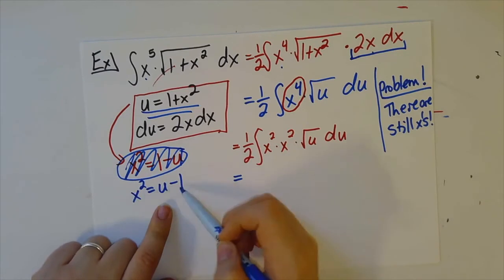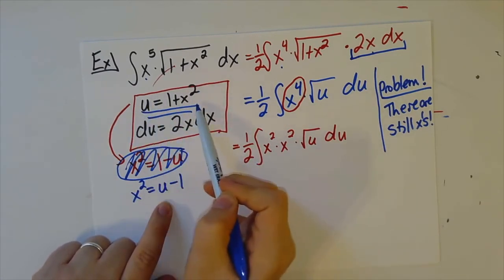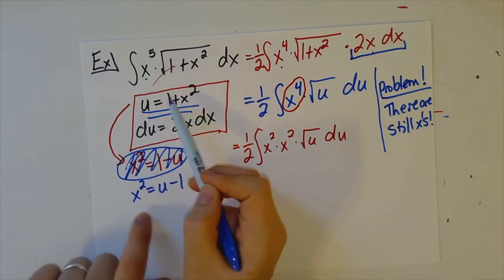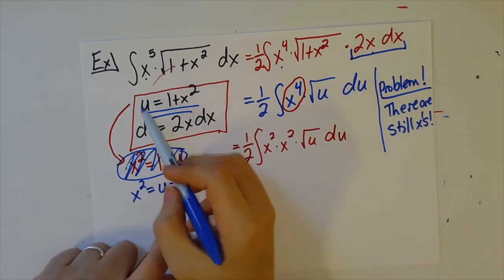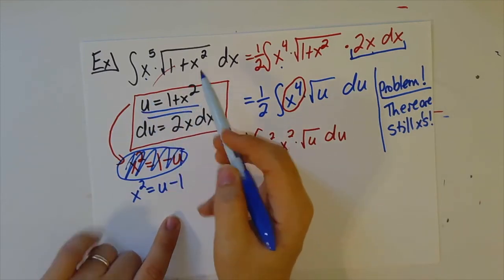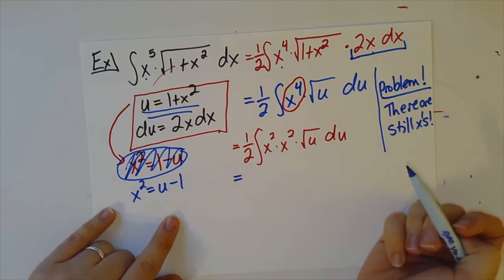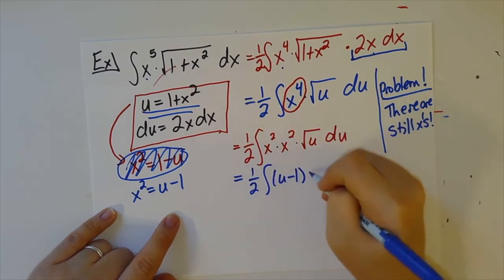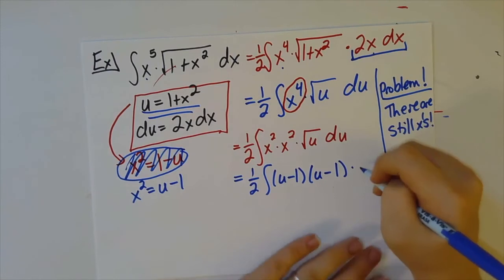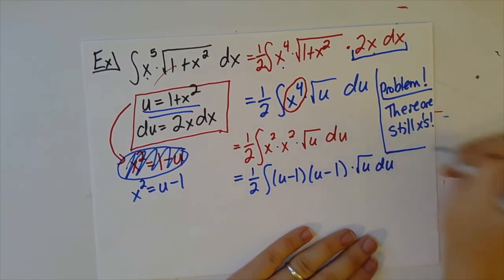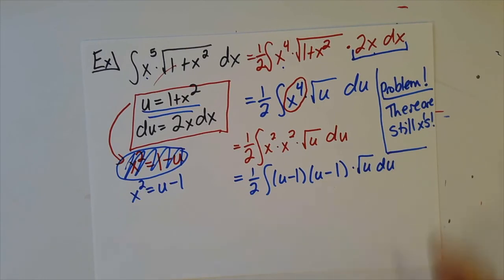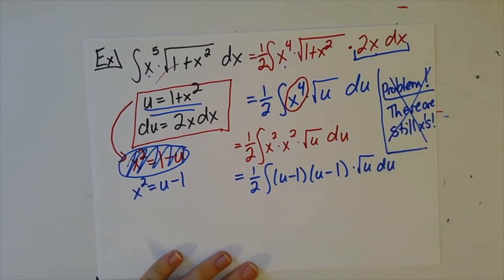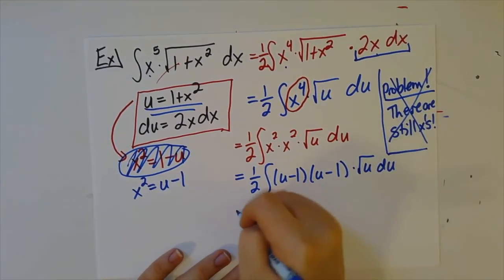And again, where do I see that? I look at this equation that I've underlined in blue, and I subtract 1 from both sides, which on the right-hand side leaves x squared, and on the left-hand side leaves u minus 1. So because u is literally the same thing as 1 plus x squared, x squared is literally the same thing as u minus 1. Okay, and so that means I can rewrite this in this fashion. And once I've done this, now I have solved my problem. There's no x's left. And so I can go about solving this integral.